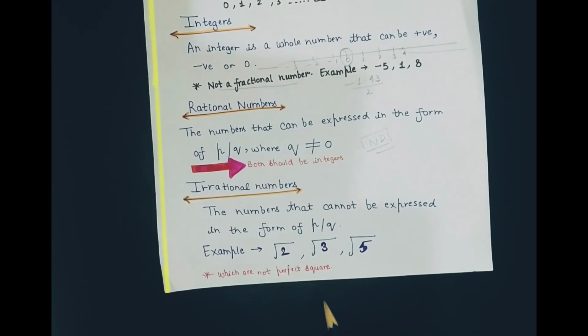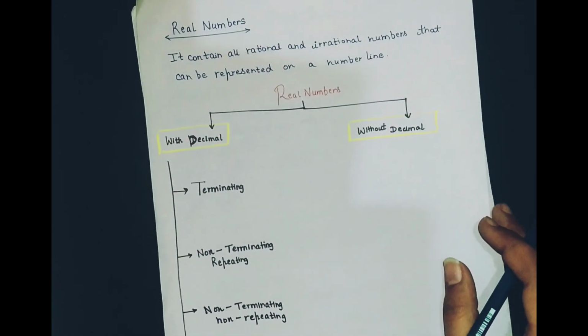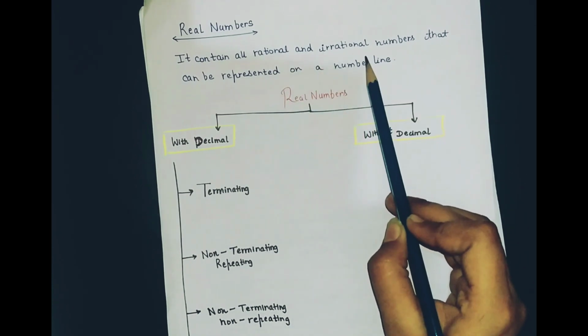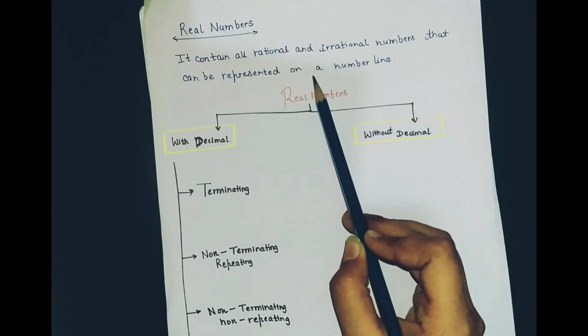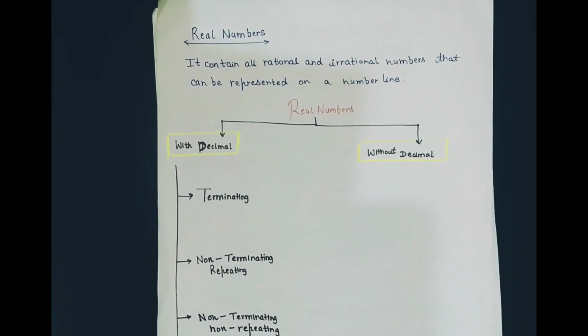Okay, let's move to the next topic, that is real numbers. So what are real numbers? Real numbers contain all rational and irrational numbers that can be represented on a number line. So real numbers are the numbers which contain every kind of number, whether it be an integer, an irrational number, a rational number, a natural number, or a whole number. Every kind of number is included in real numbers.